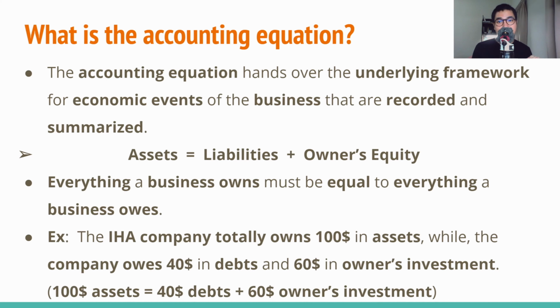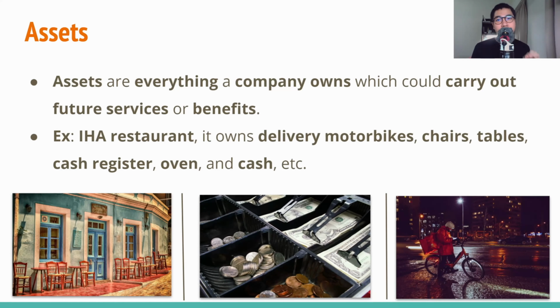I believe there are a lot of questions going around, such as why the liability equals 40 and why the owner's equity equals 60. I promise that it will be answered right away in the next slide. Okay, so next we will discover more about assets in the accounting equation.